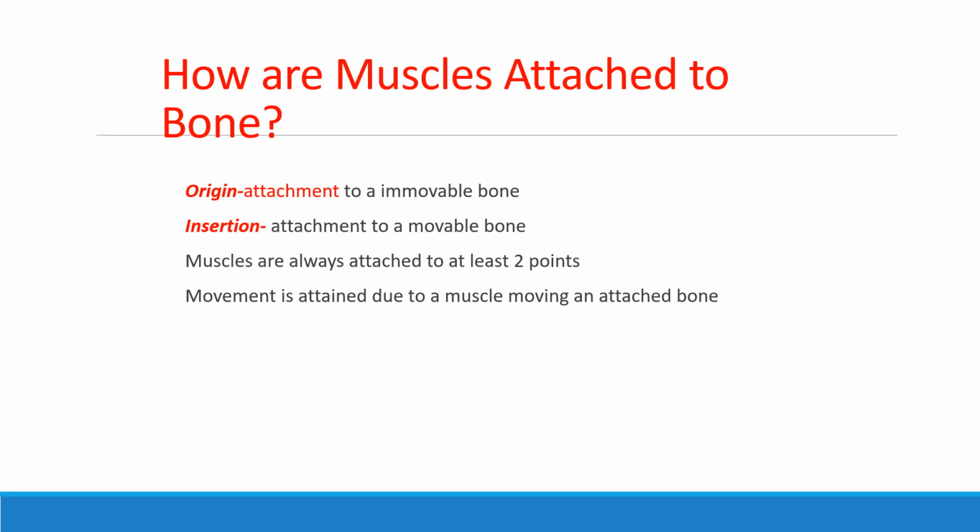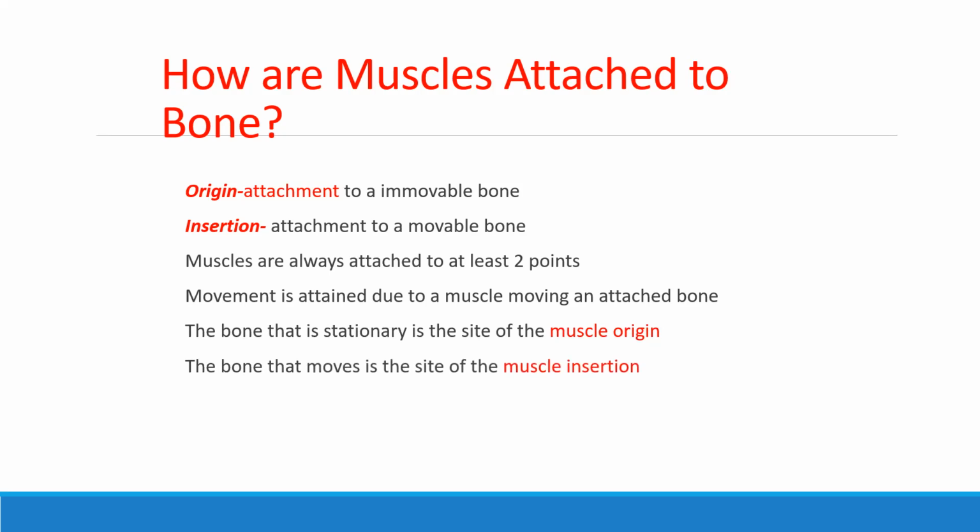And the movement is simply the muscle contracting and pulling on the bone. All muscles can do is contract. They can't do anything else. They contract and they relax. And action is controlled by how many muscle cells in a muscle are contracting. Again, the bone that doesn't move is the origin. The bone that moves is the insertion.